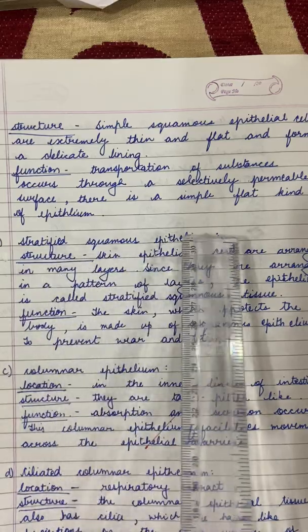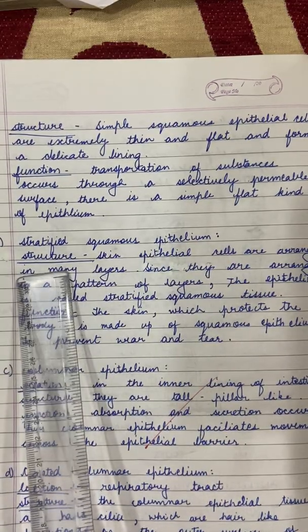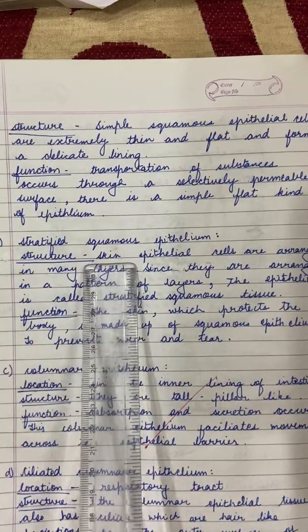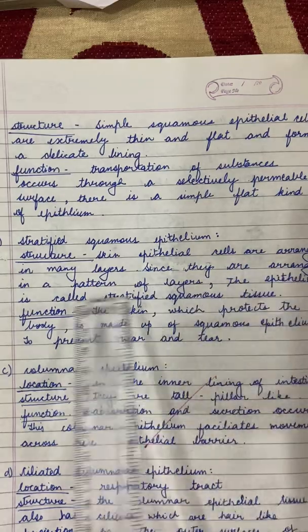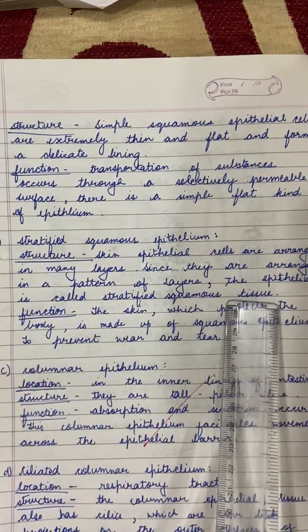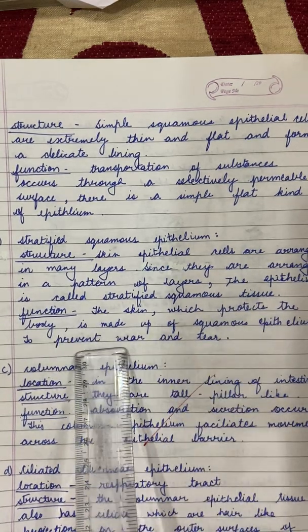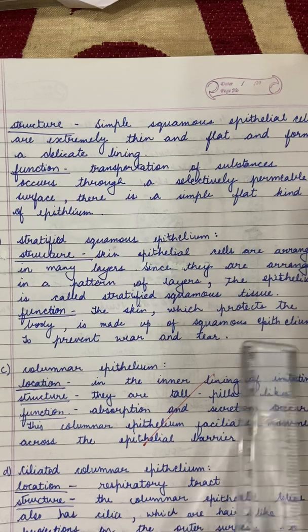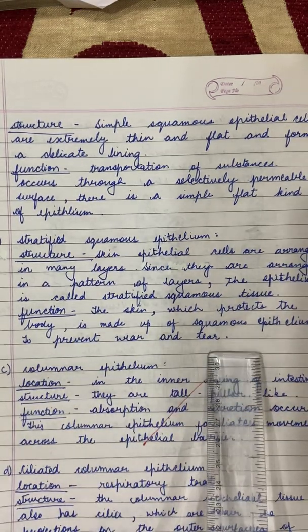Then we have the stratified squamous. Stratified means many strata or many layers. So this is present in the skin. So the structure is, that is, the skin epithelial cells are arranged in many layers. Since they are arranged in a pattern of layers, the epithelium is also called stratified squamous. And the function is, the skin which protects the body is made up of squamous epithelium, okay, and that is a stratified squamous, and this prevents the wear and tear.